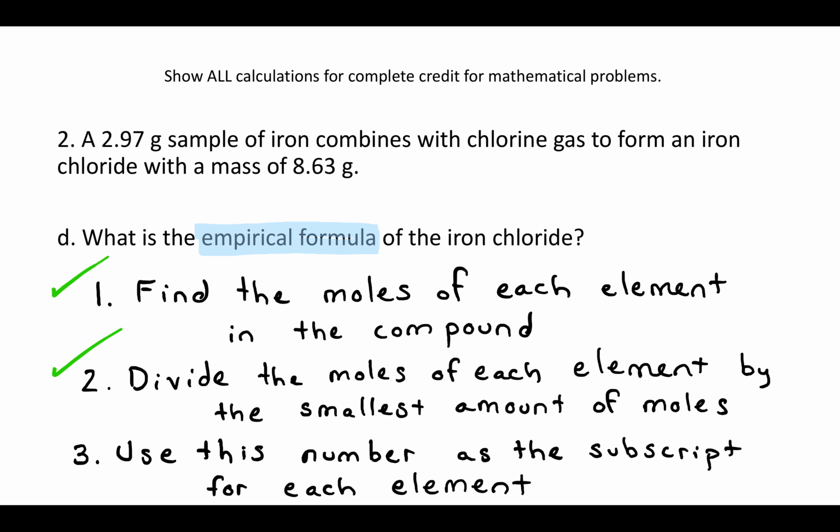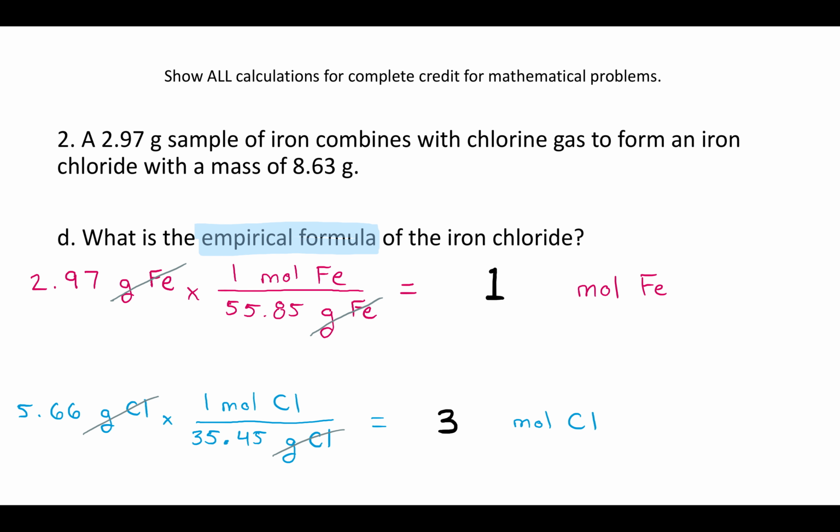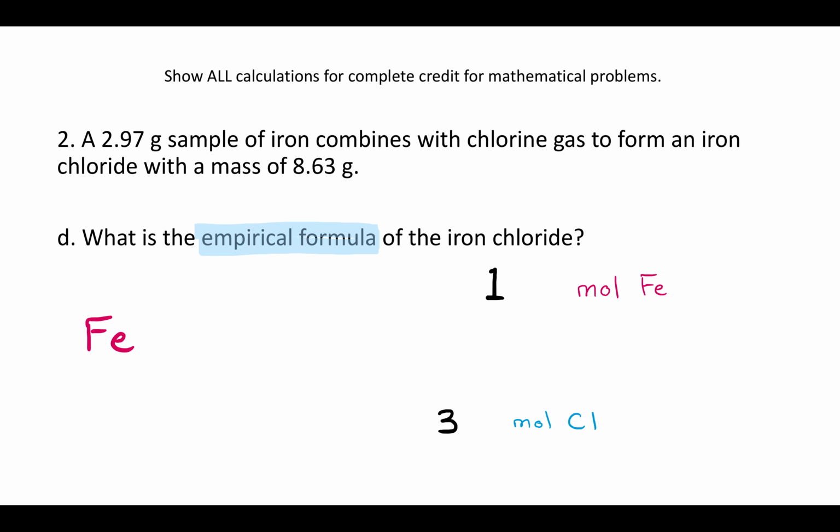Finally, I'm going to use those numbers as the subscripts for each element in the compound. So for iron, it's going to have a subscript of 1. Just by writing the iron, I have the 1, so I don't have to write the 1. And the subscript for chlorine is going to be 3. So the empirical formula for iron chloride is FeCl3.